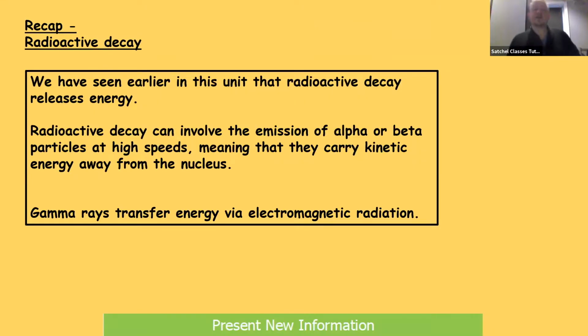Radioactive decay then. We've seen earlier in this unit that radioactive decay releases energy. Radioactive decay can involve the emission of alpha or beta particles at high speeds, meaning that they can carry kinetic energy away from the nucleus to make it stable. Gamma rays also transfer energy via electromagnetic radiation, again carrying it away from an unstable nucleus to make it stable.